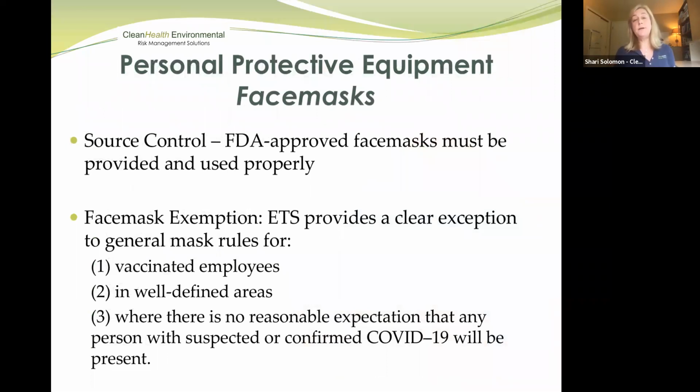Another important component of the program, as I already reviewed, is personal protective equipment. Obviously, we're all fully aware of that.